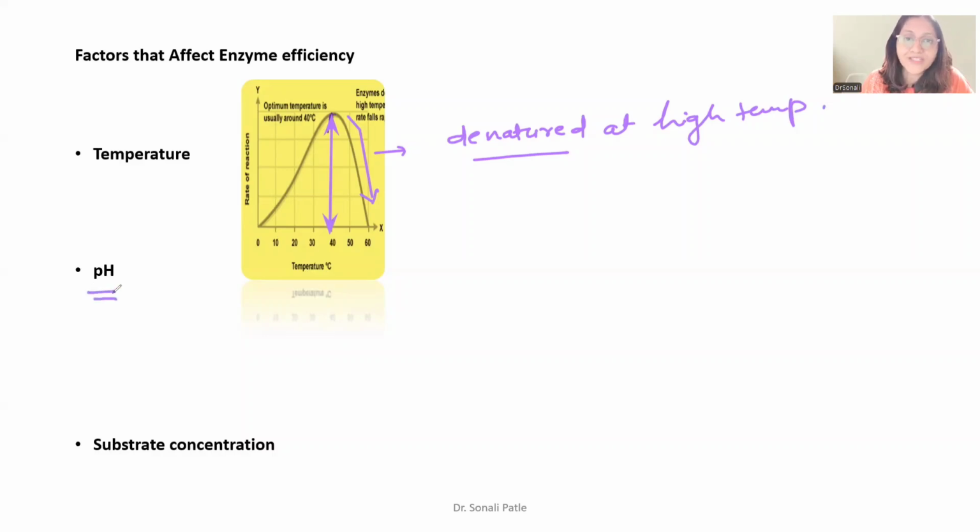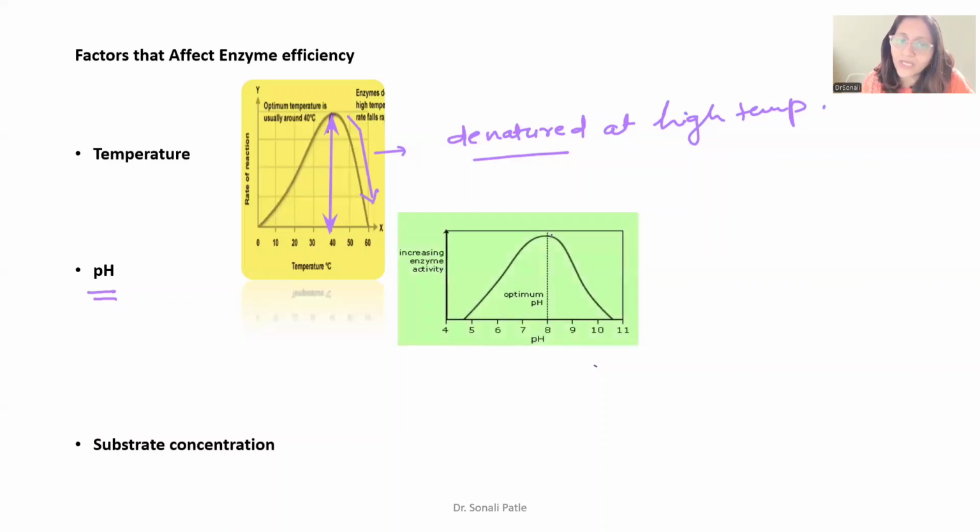What about pH? Similarly, pH will also play an important role in the enzyme efficiency. Again, you have an optimum pH. Like if a certain enzyme has an optimum pH of 8, it functions perfectly near neutral pH. If you go beyond that, what will happen? Its activity will decline.